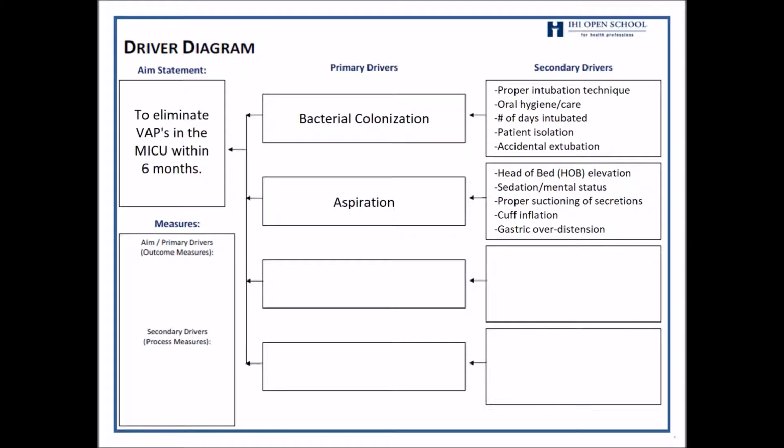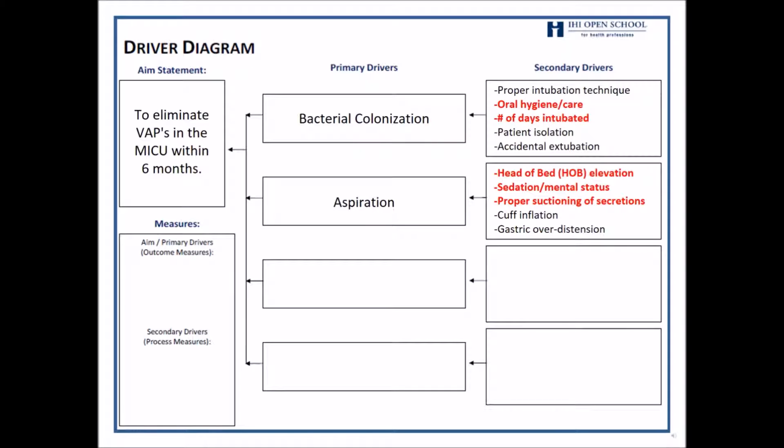The outcome measure, or the one most related to the aim and the primary drivers, would be the number of ventilator-associated pneumonias per 1,000 ventilator days. But just by its definition, you can tell that's going to be a piece of data that's going to take a long time to gather. In other words, you're going to have to gather data on thousands and thousands of ventilator days to gather data on a fairly rare event.